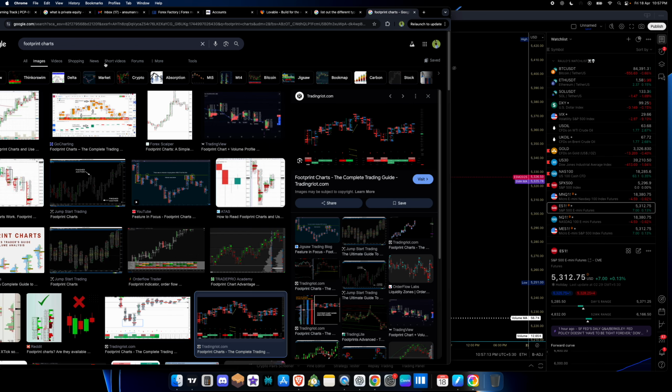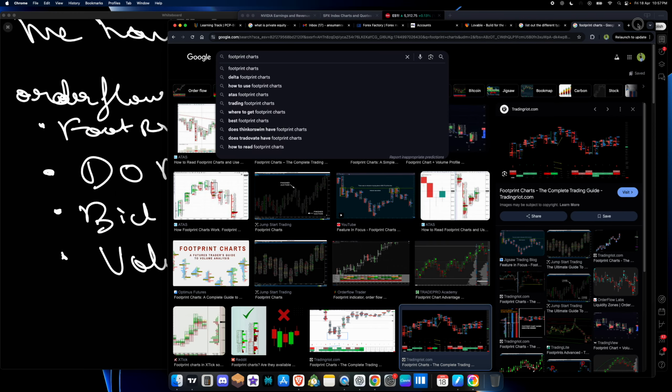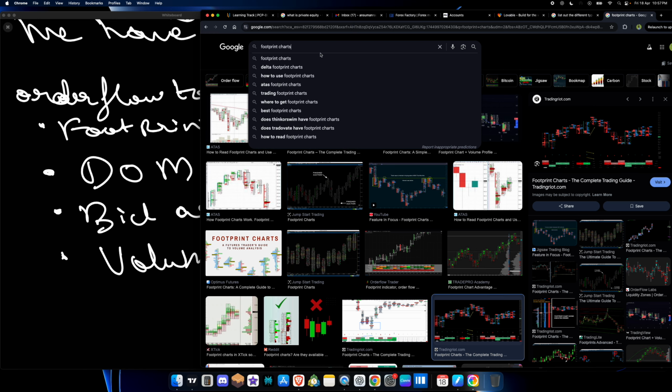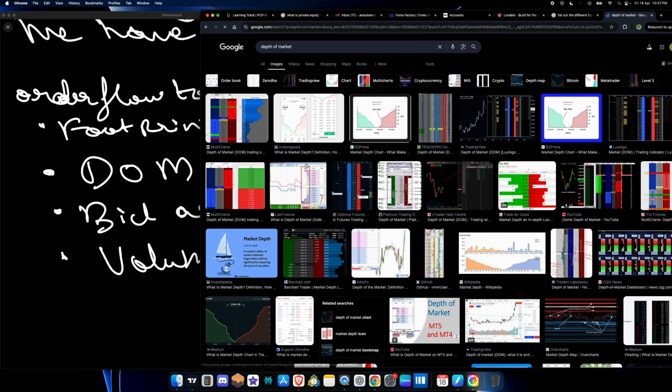And let me show you the remaining parts. I have been through footprint charts and volume profile. Now the second is DOM, which stands for depth of market. Yeah, so this is what it looks like.